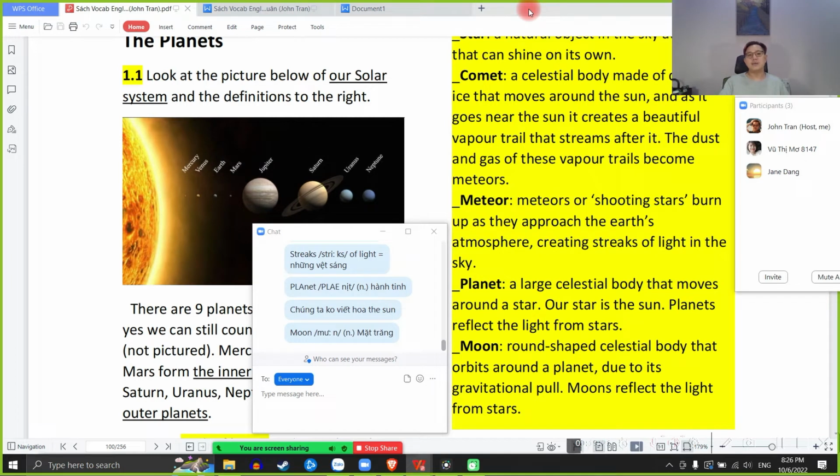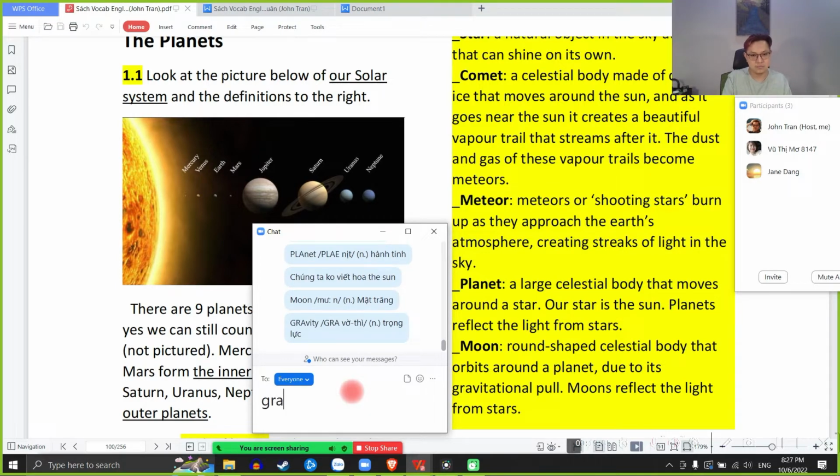Okay, moon, round shaped celestial body that orbits around a planet. Moon, round-shaped celestial body that orbits around a planet. A planet, due to its gravitational pull nha bà. Gravitational pull. Due to its gravitational pull, moons reflect the light from stars.